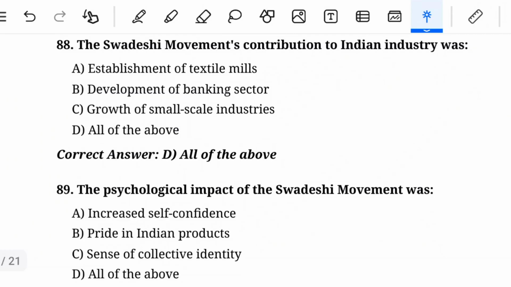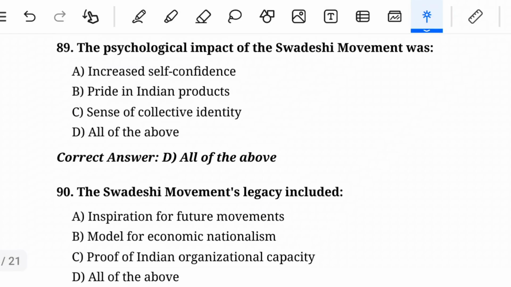88. The Swadeshi movement's contribution to Indian industry was: A. Establishment of textile mills. B. Development of banking sector. C. Growth of small-scale industries. D. All of the above. Correct answer: D. All of the above.